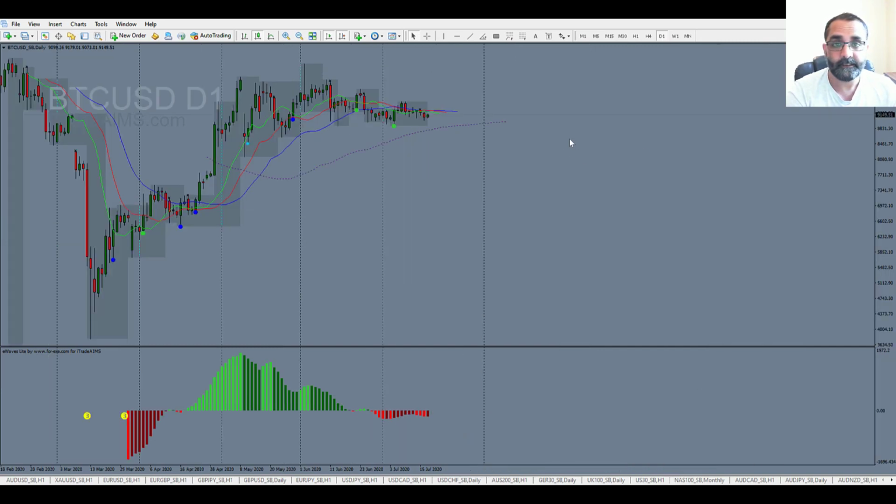Let's have a quick look at BTC. Bitcoin is setting up as a setup 2. So we have a 3 up, a 4 sideways, and if it breaks above here, it will probably go to those levels, and if it crashes through those, then we have another target.